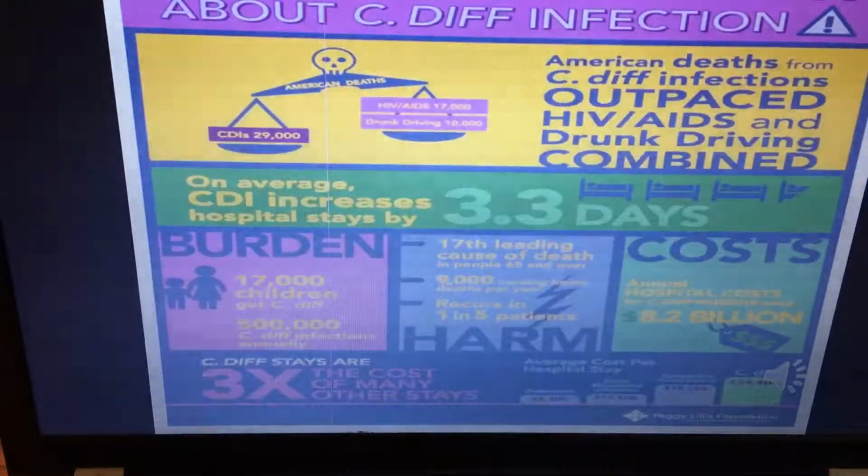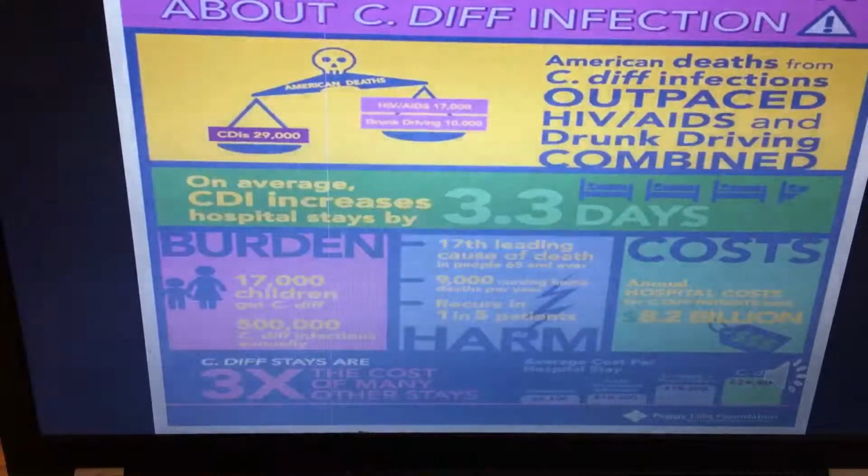Okay. This came from the Peggy Lillis Foundation. I can also provide these pictures if you guys would like them. It says the hidden truth about C. diff infection, and I found this extremely interesting. American deaths from C. diff infections outpaced HIV/AIDS and drunk driving combined. Wow. On an average, CDI increases hospital stay by 3.3 days.